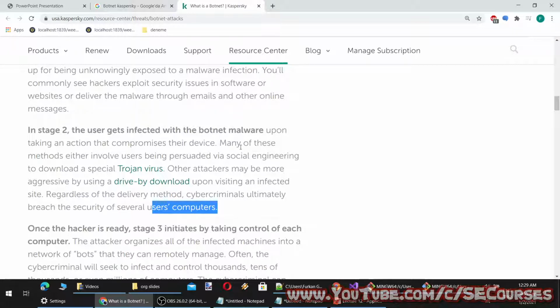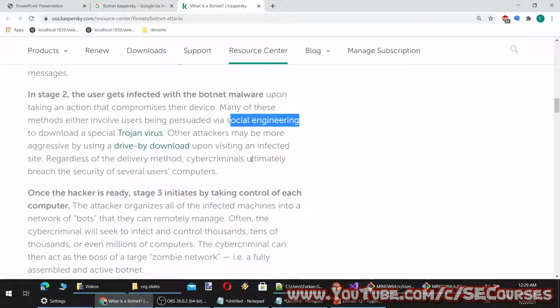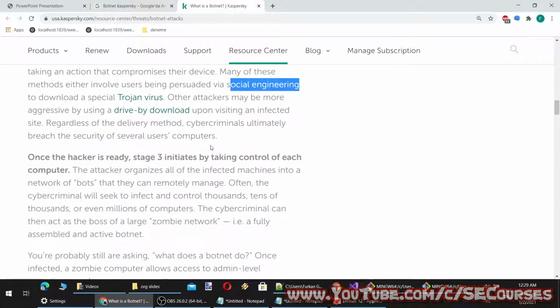Okay, you see, we are always encountering the word social engineering. This is, in today's world, one of the most common ways of infecting other people's computers, devices, and such.